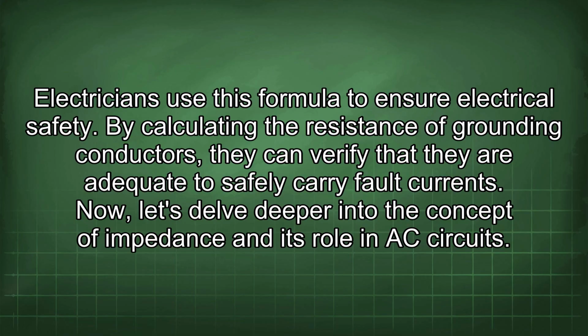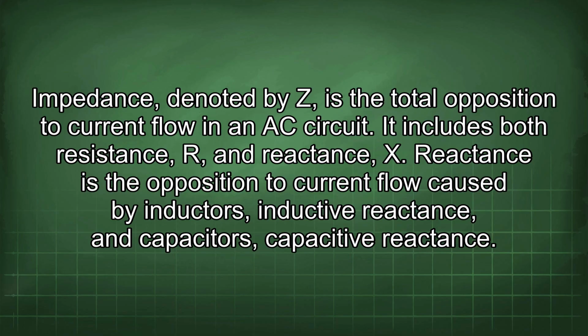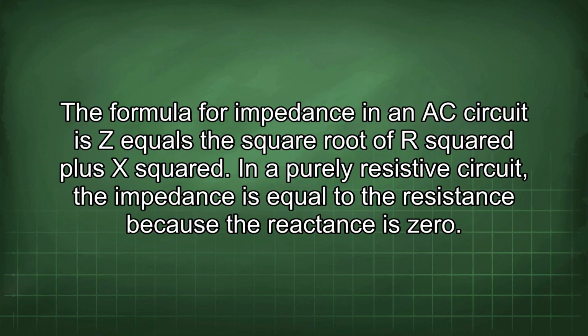Now let's delve deeper into the concept of impedance and its role in AC circuits. Impedance, denoted by Z, is the total opposition to current flow in an AC circuit. It includes both resistance, R, and reactance, X. Reactance is the opposition to current flow caused by inductors, inductive reactance, and capacitors, capacitive reactance. The formula for impedance in an AC circuit is Z equals the square root of R squared plus X squared.